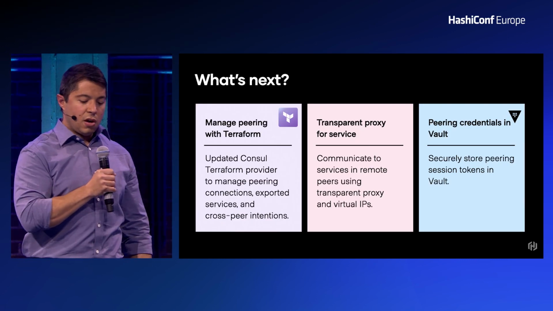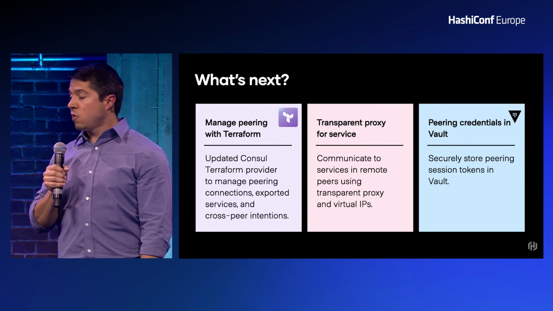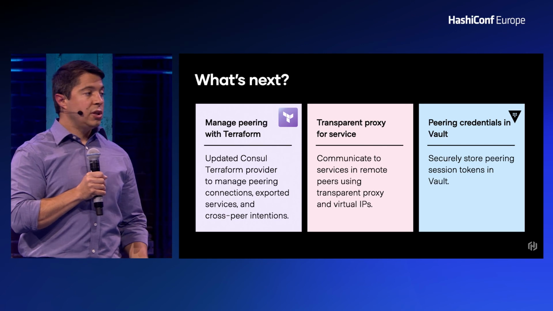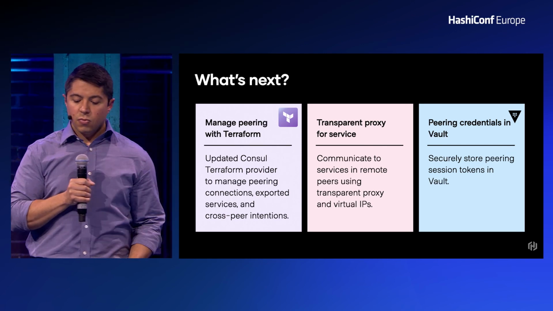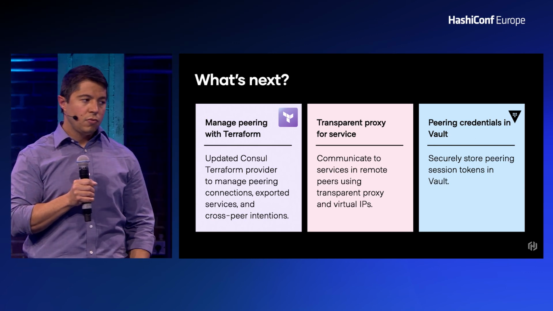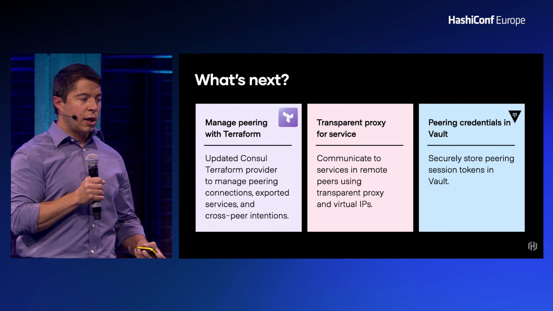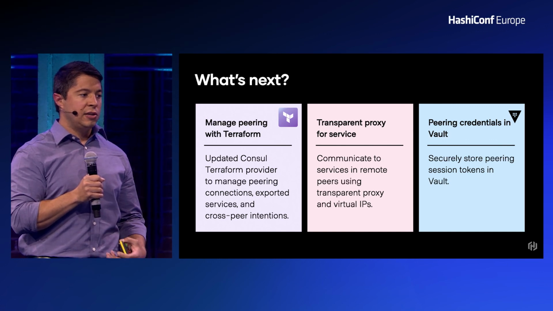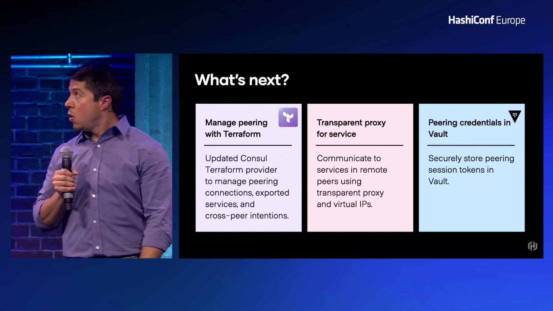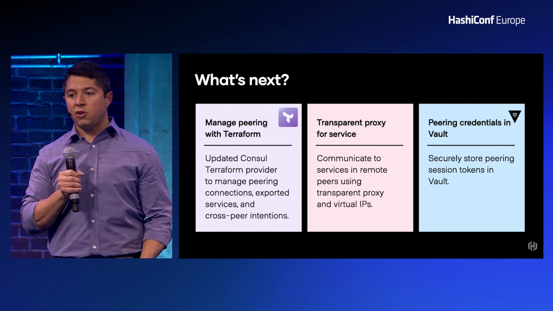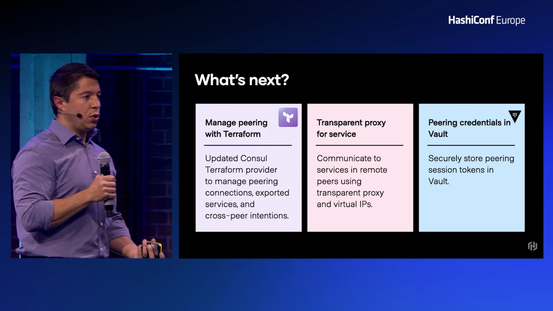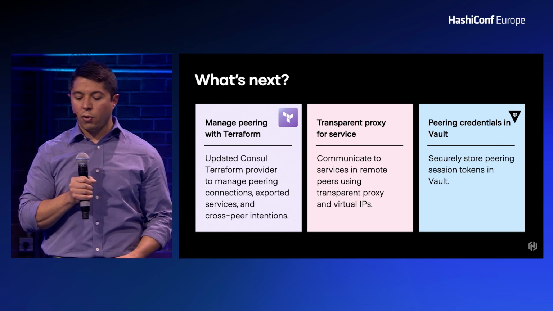Okay, so what's next? Currently, Consul 1.13 is available as a tech preview. We are soon going to be adding support for managing these peering sessions using Terraform, as well as communicating to services using transparent proxy, so that you don't have to define the local port like I was showing earlier. You can just use a DNS hostname when connecting to that remote service. And lastly, we'll be introducing support for storing these peering credentials in Vault, so they're no longer just in Kubernetes secrets. If you're using Vault, you can use that as a more secure store for those credentials.